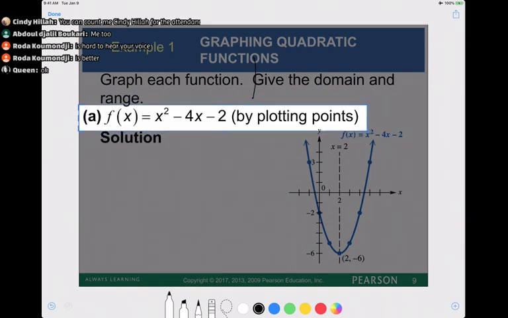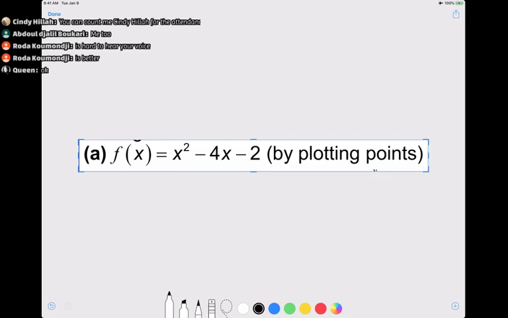So I know it says by plotting points, but I just want to do a quick demo on completing the square.